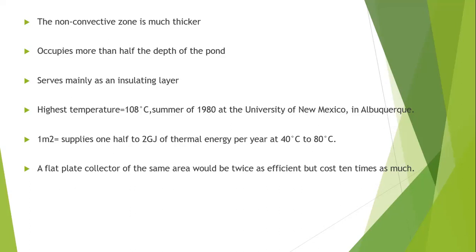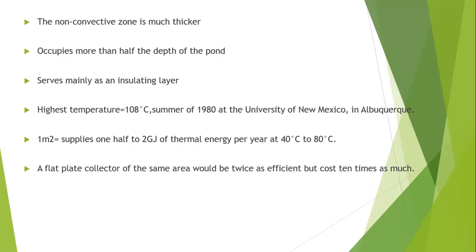Depending upon the location, water clarity and temperature, the solar pond can capture about 10 to 20% of the solar energy hitting its surface, and the remaining 80 to 90% is wasted. Though it is wasted, it is the cheapest method of storing heat. Hence 1 square meter of pond can supply 1/2 to 2 gigajoules of thermal energy per year, and the average temperature maintained per year is 40 degrees Celsius to 80 degrees Celsius.